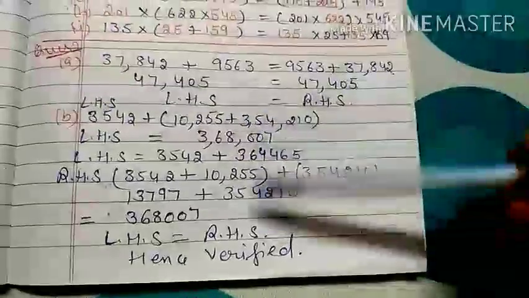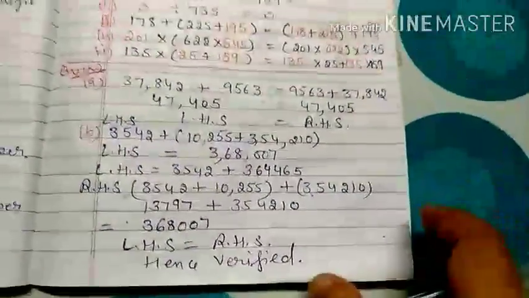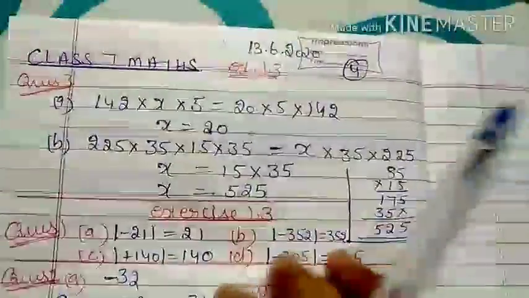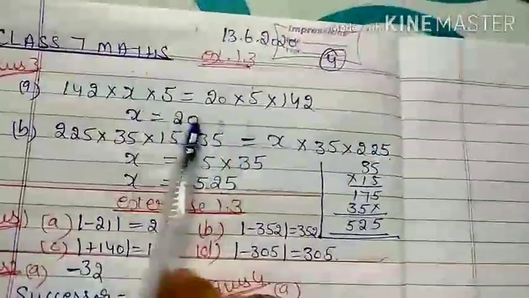When I add in both different ways, I got the same answer. That means my associative property is verified. Now in your third question, you have to find the missing number.